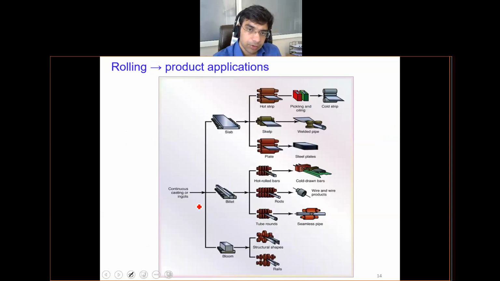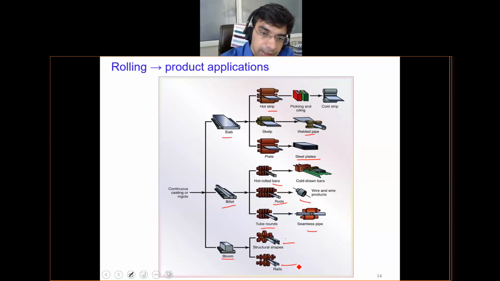So rolling is not only limited to products of simple geometry, but the products obtained from the continuous casting process can be further formed into different products like strips, which have a thickness less than 6 millimeter. We can also make pipes, plates, hot rolled bars, rods, tube rounds, wires, and structural shapes like I sections or the rails on which trains run. So all these products are made using this rolling process.